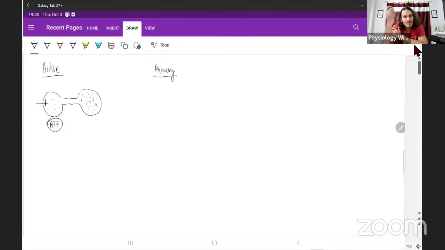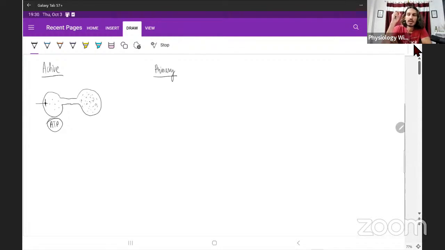That is not possible. You have to utilize energy. So that is an example of primary active transport. But you can work around it in another way by using secondary active transport. But still, energy is somehow utilized by somebody.